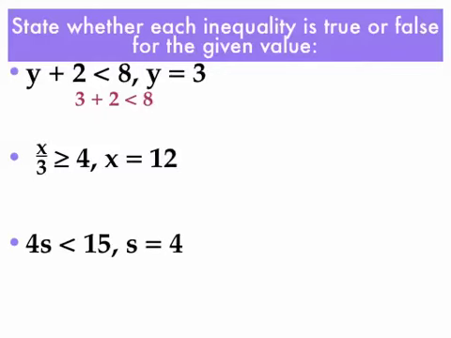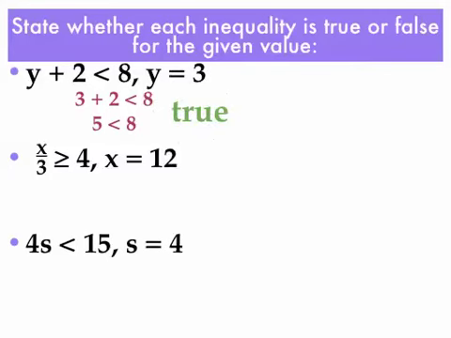Notice that the 8 is by itself. There's nothing to do to the 8, so I'm going to leave it alone and just bring it down. But on the other side of my inequality sign, I have 3 plus 2. We know that 3 plus 2 is 5. Leave the inequality sign alone and bring down the 8. So this inequality for when y equals 3 says that 5 is less than 8. That is a true statement, so when y is 3, the inequality is true.